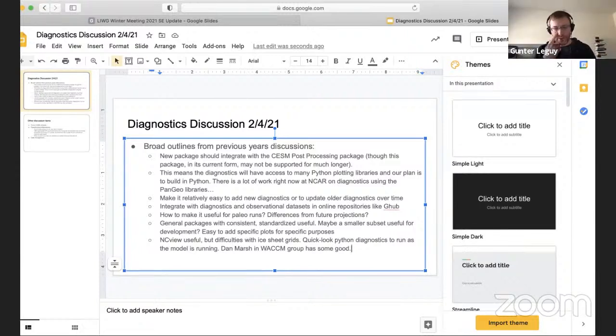And to follow up on this, when we started discussing with Matt Long about this, we had in mind that it would be quite useful if at least the infrastructure and how you run the diagnostic would be similar from model to model, so you don't have to learn something new for all the different CESM components. So we'll talk more with them and see how we can make this happen.